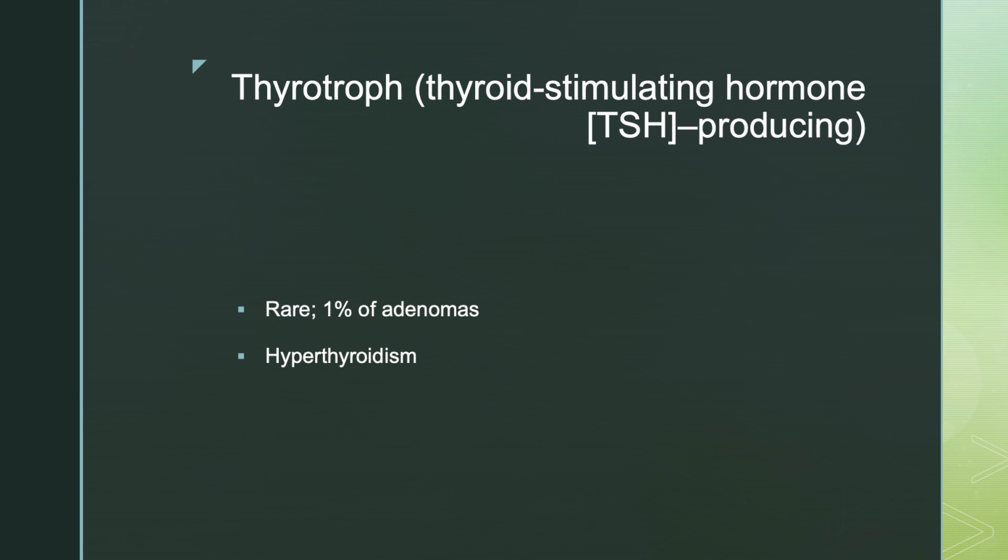TSH producing pituitary adenomas are very rare, only 1% of the adenomas, and can result in hyperthyroidism because, as you probably know, TSH goes to the thyroid gland. It has a stimulatory effect on the thyroid follicular cells. This will in turn result in the secretion of T3 and T4, resulting in hyperthyroidism.